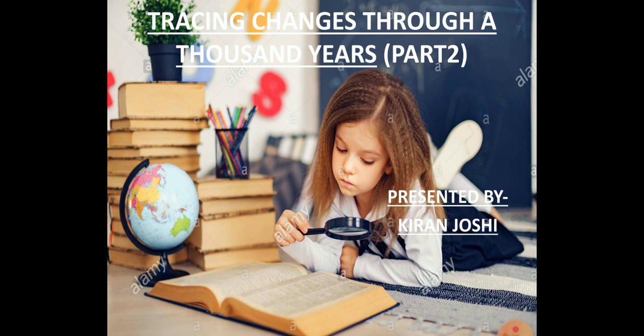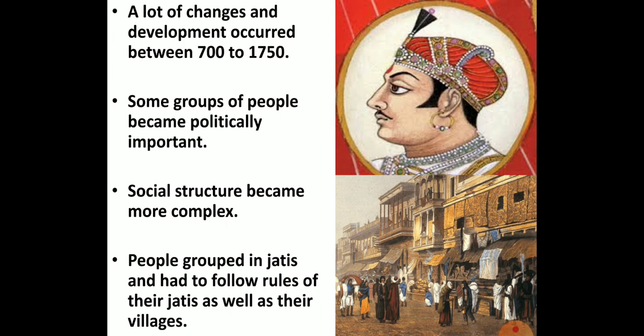Here's the first chapter of history, tracing changes through 1,000 years, and this is the second part of the chapter. Dear students, in the previous presentation of this chapter, we learnt that during the period of 1000 years between 700 to 1750, a lot of changes and developments occurred.